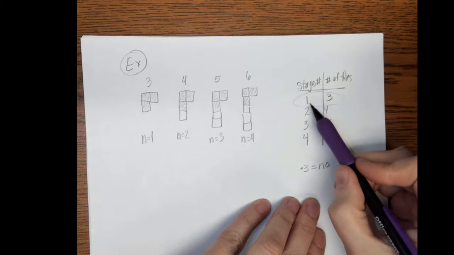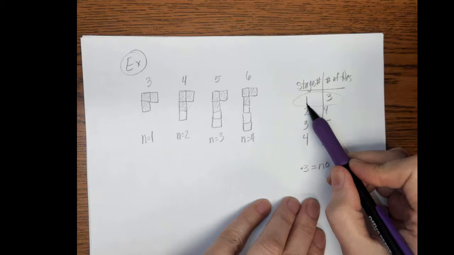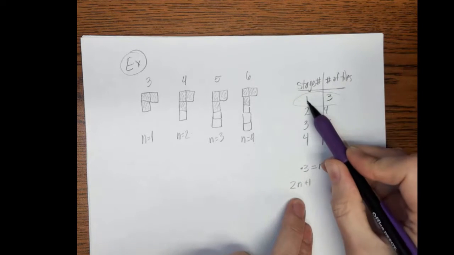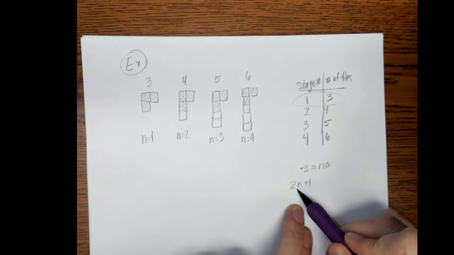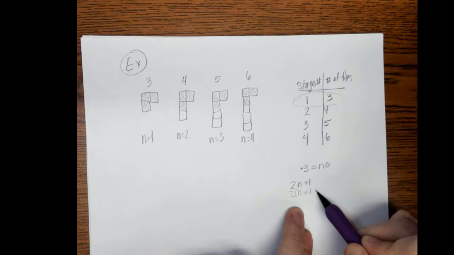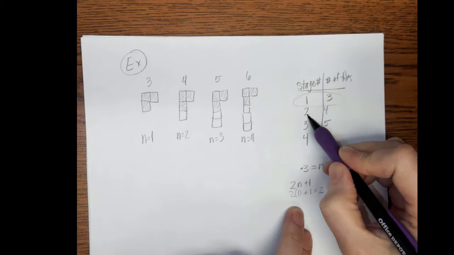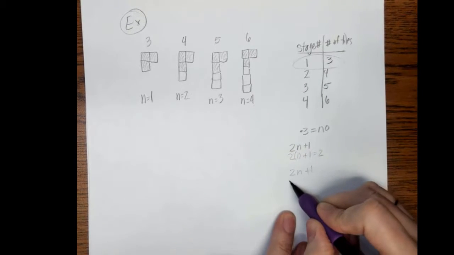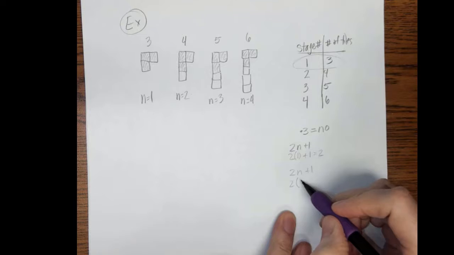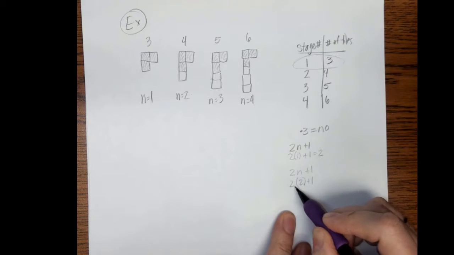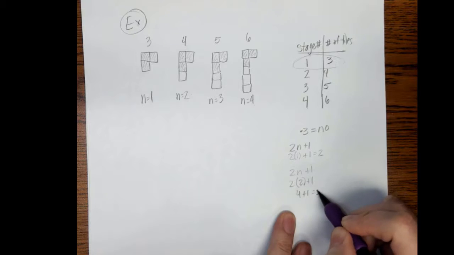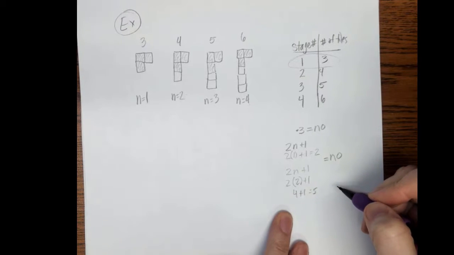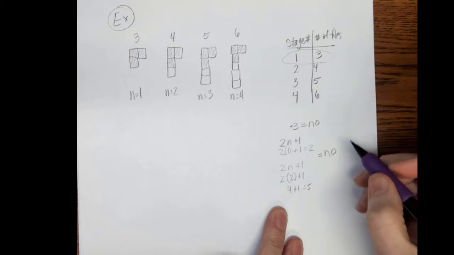Well, what if we tried 2 times the stage number plus 1? So the stage number is 1. So 1 times 2 plus 1 equals 3. So let's try it for the next stage. 2n plus 1. And we'll plug in the stage number, which is 2. 2 times 2 is 4, plus 1 equals 5. We already know this is not going to work. Well, let's try another one.